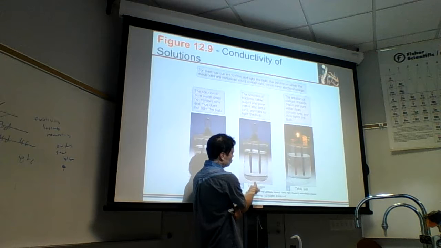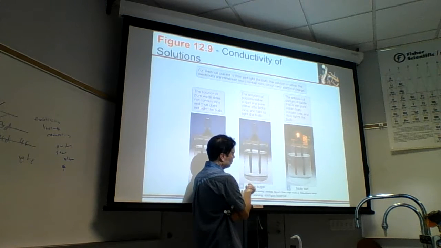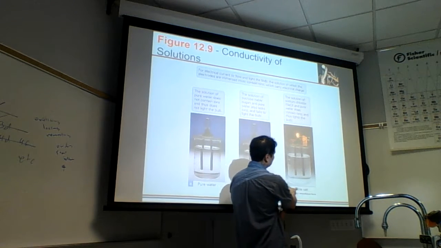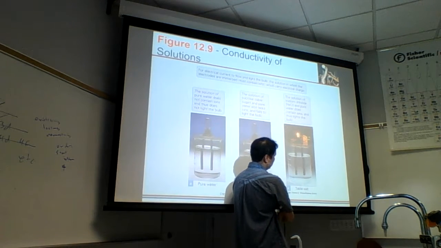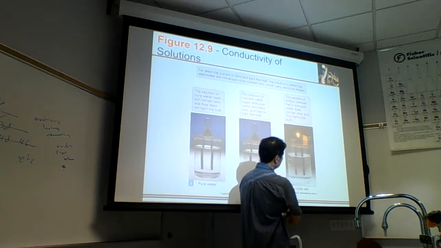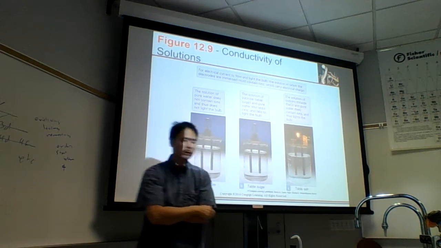Sugar consists of neutral molecules. They don't ionize or dissociate in water. They stay together. Sucrose. Salt, on the other hand, even though salt has strong bonds, the waters can pluck apart these ions. This conducts electricity. Table salt.